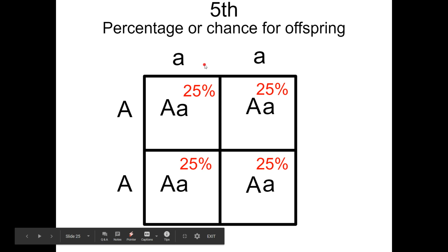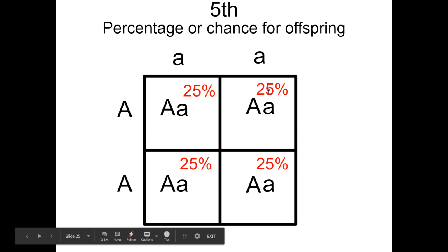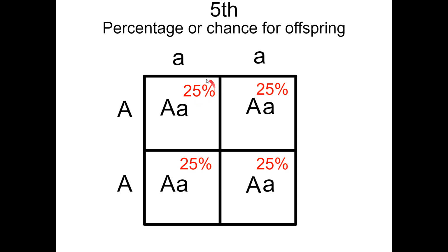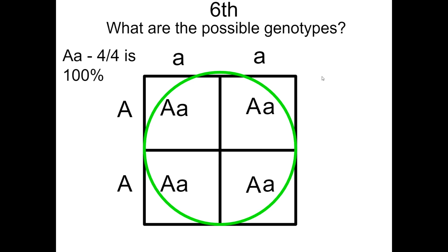Now, as far as percentage of a chance for offspring, the whole box is divisible by 4, that means that this is 1/4 or 25% of a chance. Here's another 25%, 25, 25 for a total of 100. So depending on what you have in each one of these, you could have different chances of getting different alleles. They just add up to 100%. Each square is worth 1/4 or 25%.